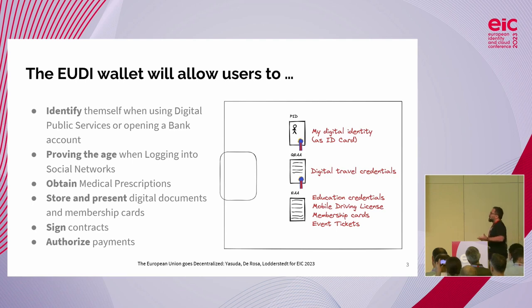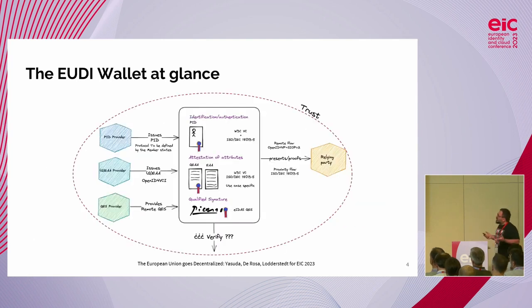It is aimed at allowing users to identify themselves using digital public and private services, like opening a bank account. It is meant to allow users to prove their age when logging into social networks or any services without sharing any other information, just proving that they are over 18, or to obtain a medical prescription, store and present digital documents like a mobile driver license in different use cases and scenarios, and also membership cards. So also information that is not necessarily a proper document issued by the government. It is going to let people sign contracts with legal binding value, and also authorize payments, for example.